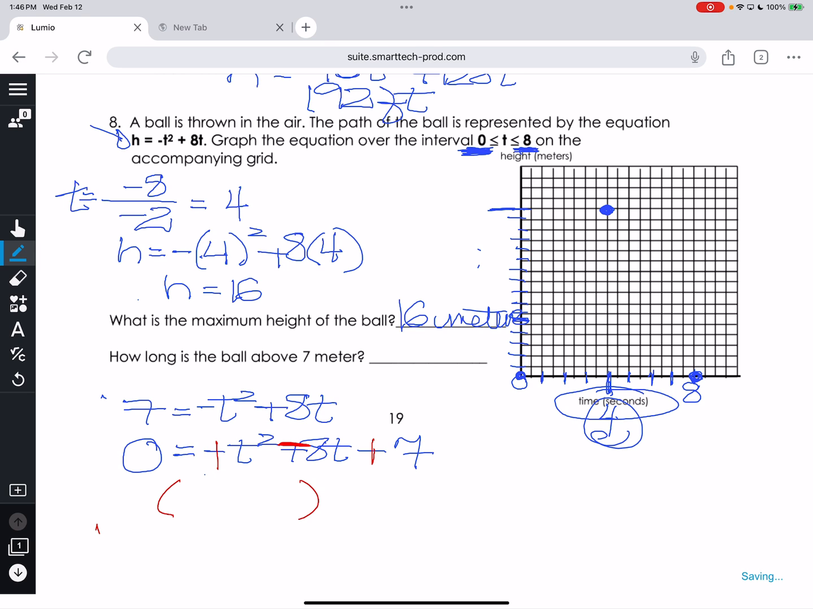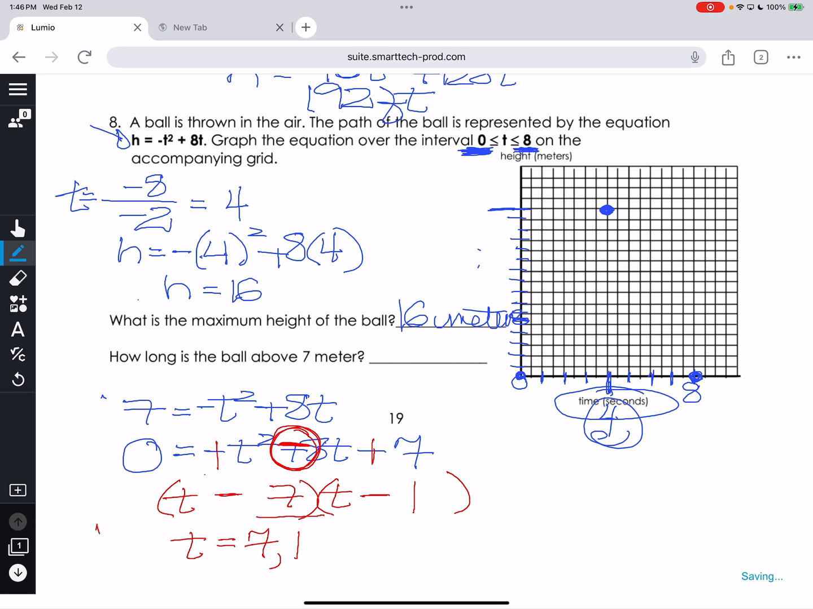But what signs will we use inside the binomials? Positive or negative? Positive. Nope, because we have negative 8. So negative, negative, and we do 7 and 1. Are y'all remembering this part about factoring? Yes. Then, so what does t equal? t equals positive 7 and positive 1.